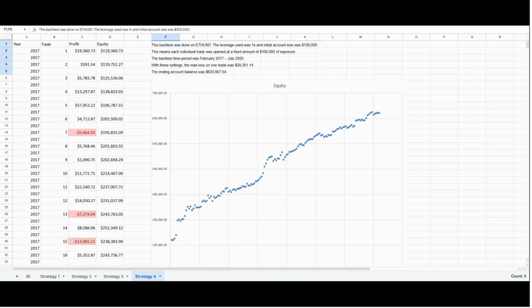Lastly, let's go over Strategy 4. This backtest was done on ETHUSD. The leverage used was 1x and initial account size was $100,000. This means each individual trade was opened at a fixed amount of $100,000 of exposure. The backtest time period was February 2017 to July 2025. With these settings, the max loss on one trade was $29,351.14. The ending account balance was $620,807.54.